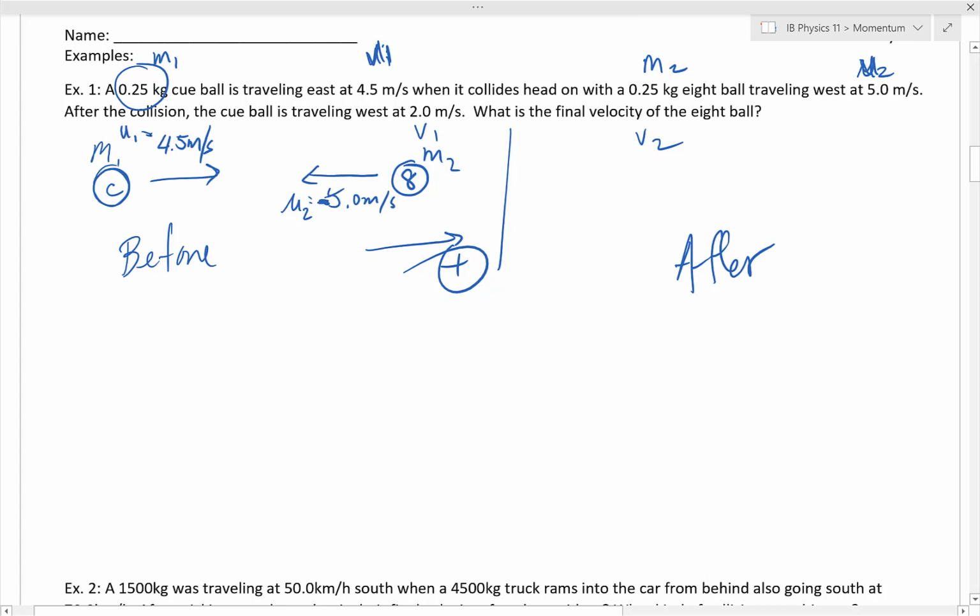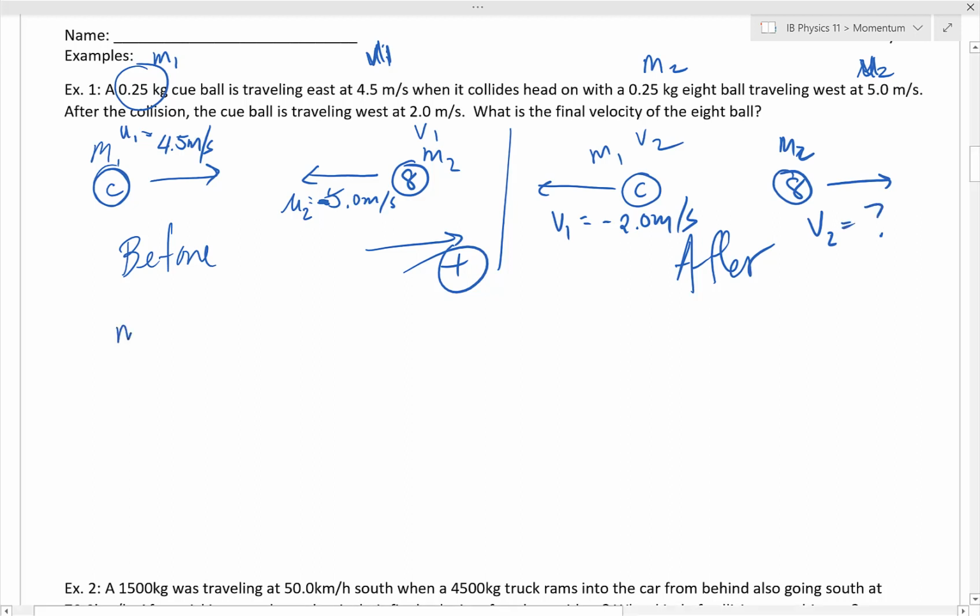Now, after the collision, the cue ball is now traveling west. So the cue ball kind of bounces backwards, which means its final velocity is now in the negative direction, which I will write as negative 2 meters per second. We don't know what the 8 ball is doing. Let's just say it goes backwards in the diagram just for show's sake. And that's the velocity that we want to find.